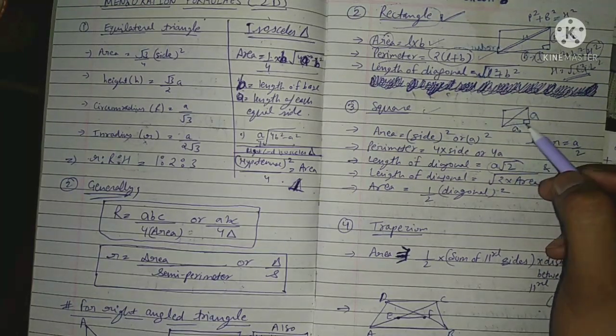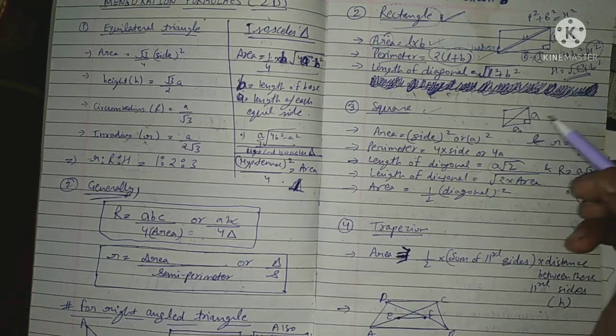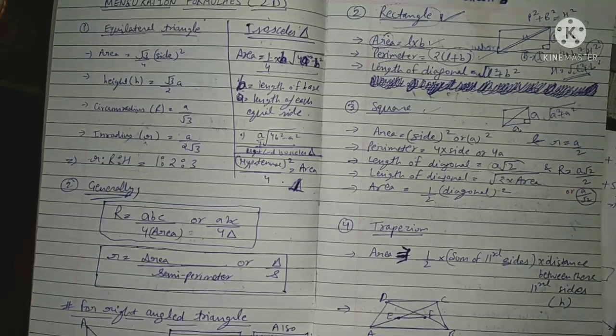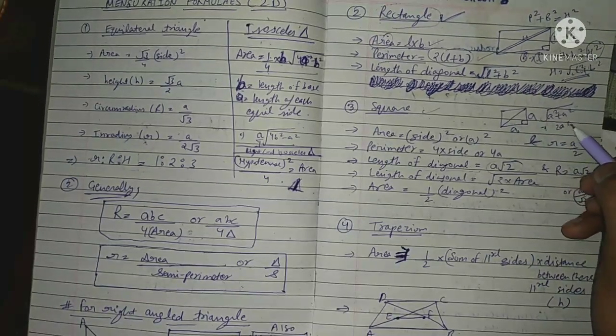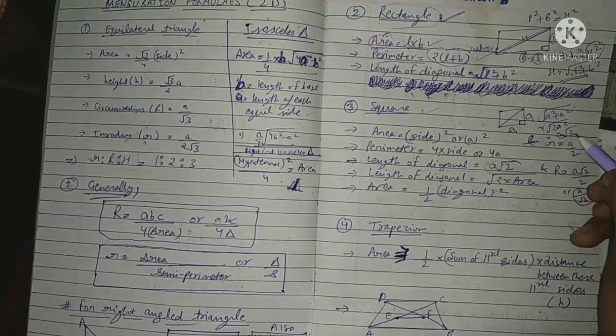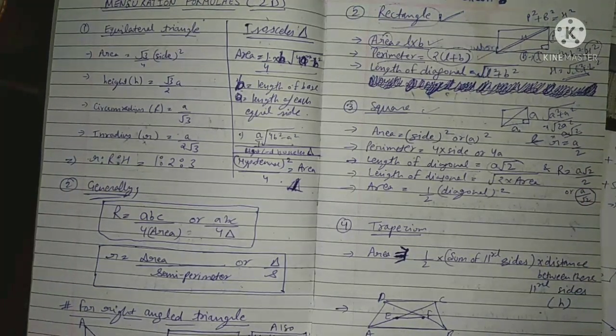So this is a right angle triangle, so you can apply Pythagoras theorem in this also. Then you will get under root a square plus a square. So you will get under root 2a square. Then this a will come outside, and root 2 will remain as it is. So this is the length of diagonal of square.